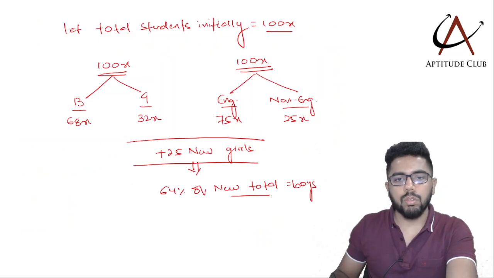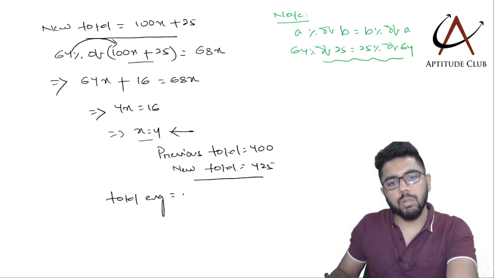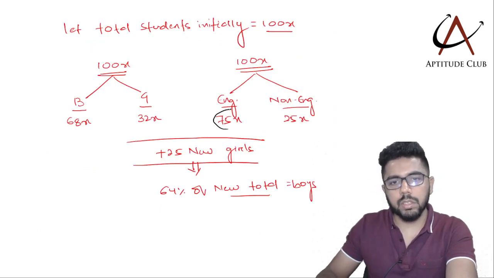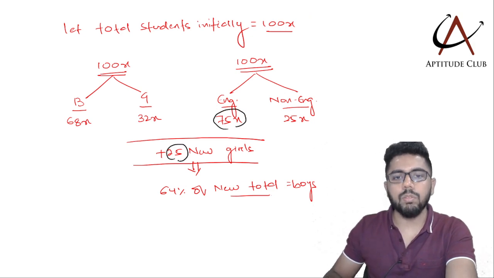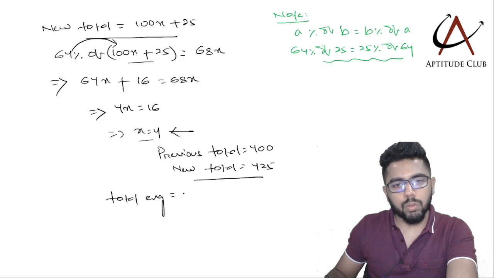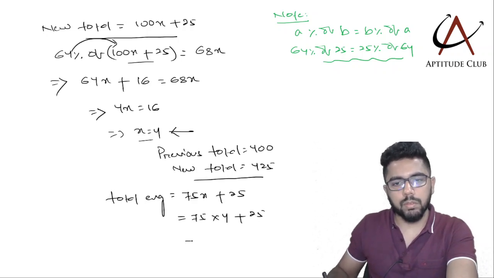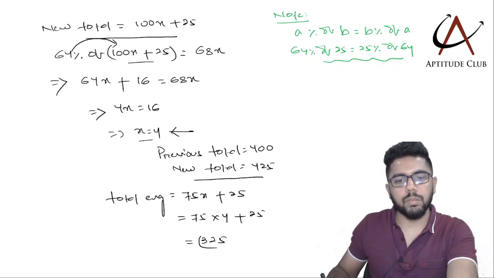So how much will the total engineers be? Earlier the engineers were 75x. Now the 25 new girls who have joined, all of them are engineers. So total engineers is 75x plus 25. So 75 into 4 plus 25. So I get 325.